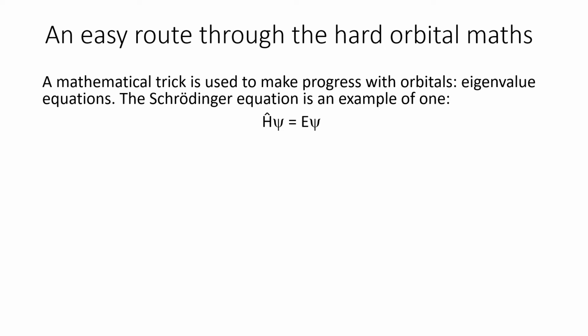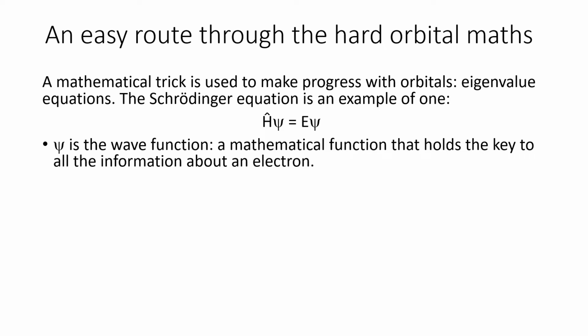So there you go, we've got the Schrödinger equation up there on the screen in the simplest possible form: H psi equals E psi, psi being that Greek letter. The H has a little hat on top of it. The psi is the wave function. This is quite an abstract thing, just a mathematical function. The way I've put it here, it holds the key to all the information about an electron. It doesn't contain all the information in a really explicit way, but if you interrogate it correctly, you can find out everything there is to know about the electron.